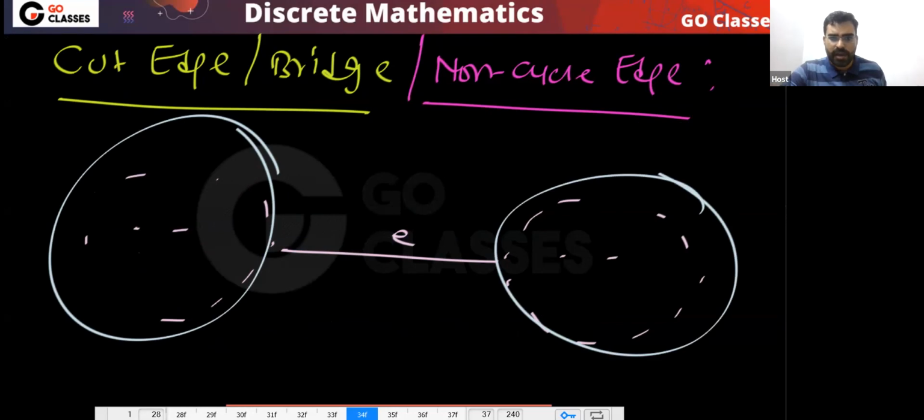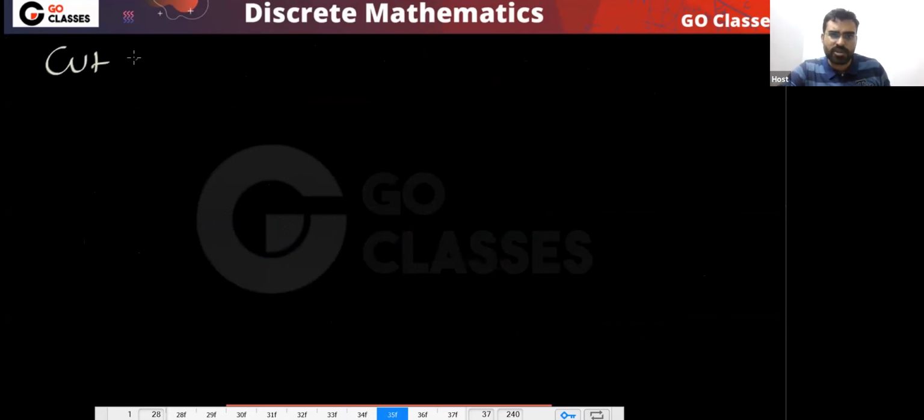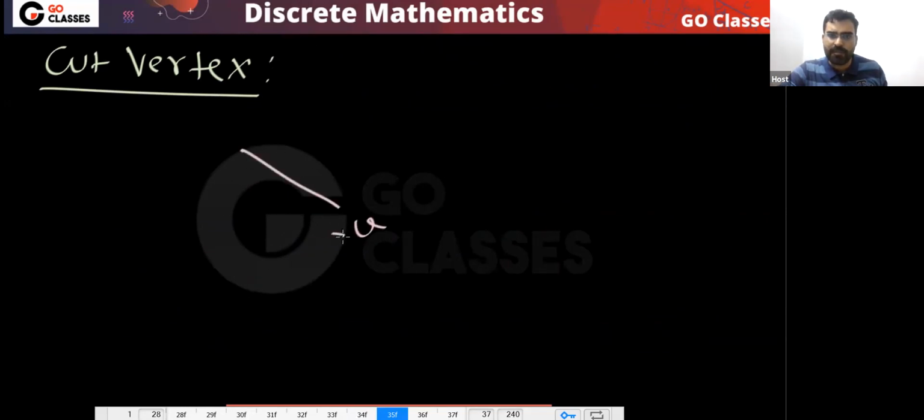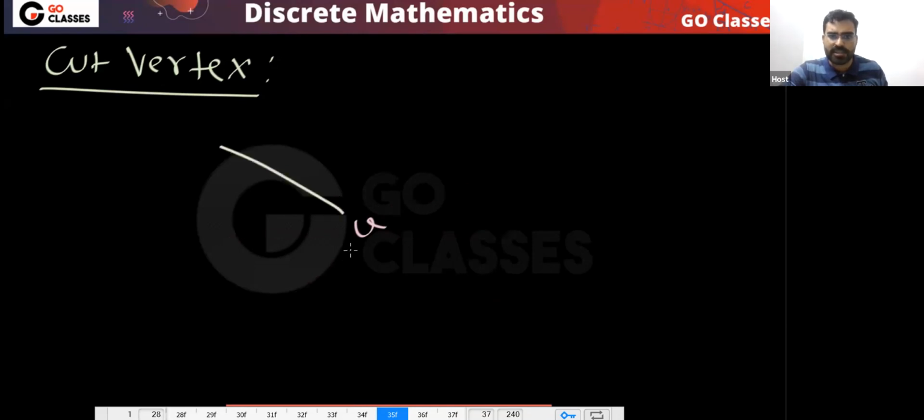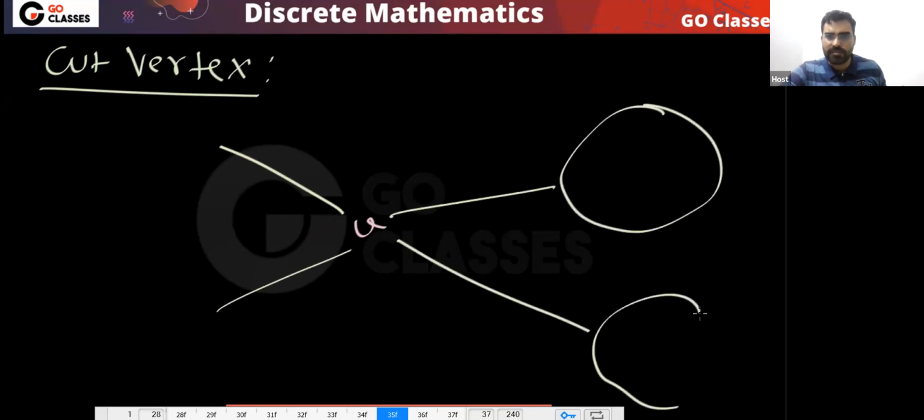Very simple. And for a cut vertex or articulation point, what picture do you have to create? Remember the Spider-Man picture. You can imagine this type of picture. So there is some graph here, some graph here, and some graph here, some graph here.